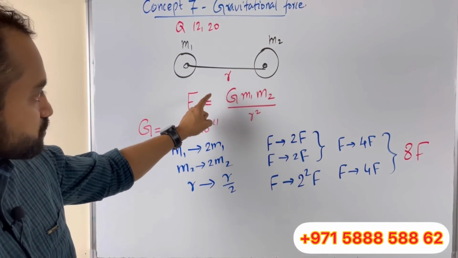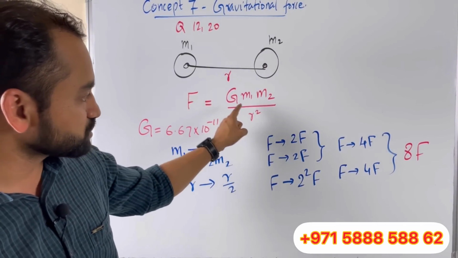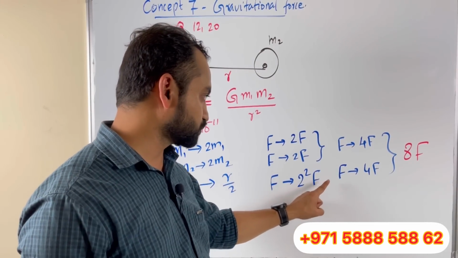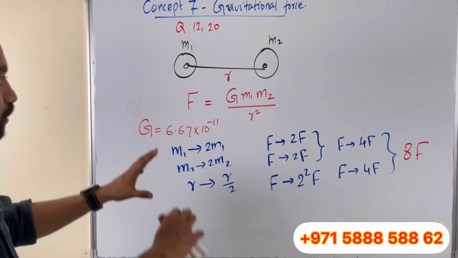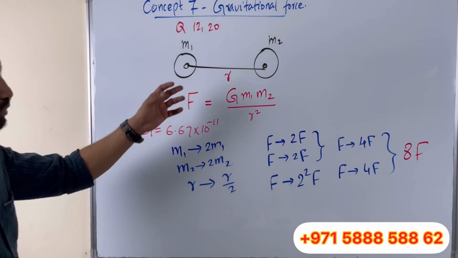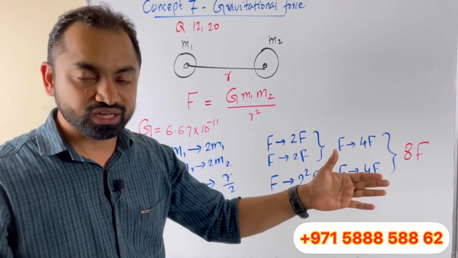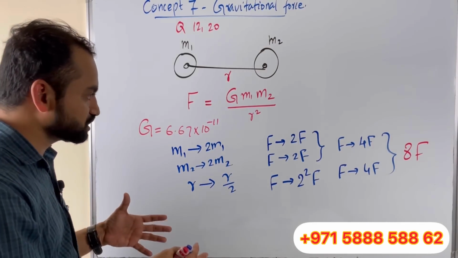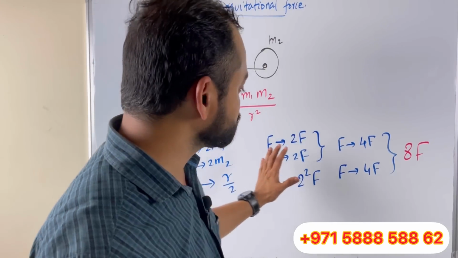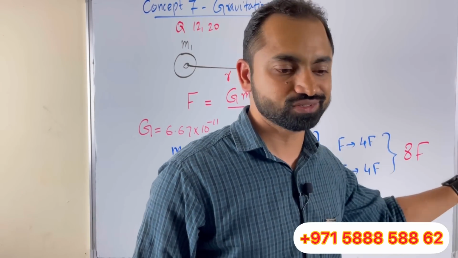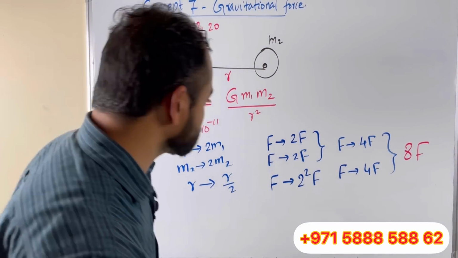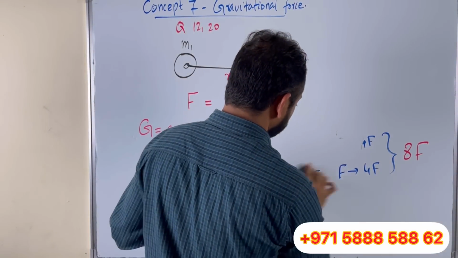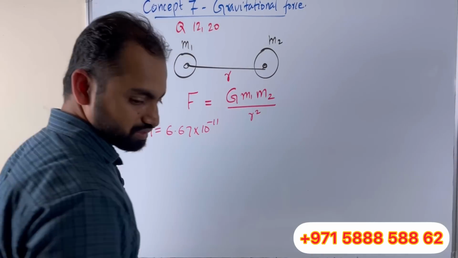Because the gravitational force is inversely proportional to the square of the distance, halving the distance gives 2 squared into F. 2 squared is 4, right? Then if you make all these changes, doubling both the masses and reducing the distance to half, the total change in the gravitational force becomes 8 times.